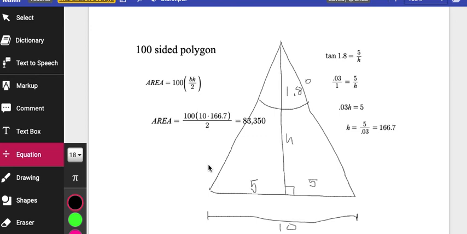Watch this video, please. Watch it again if you need to. Hopefully you have noticed that we are using some of the same type of patterns over and over. Each time we're just finding the area of a triangle. How many triangles is dependent upon the number of sides of that polygon.